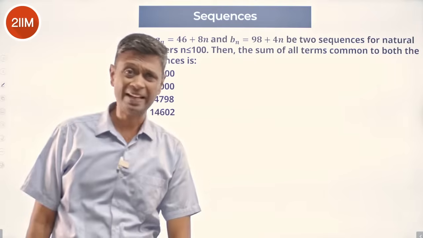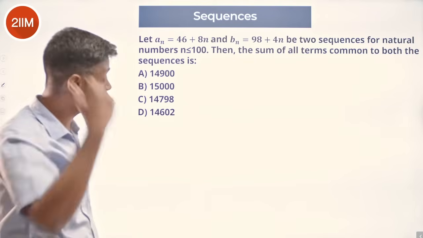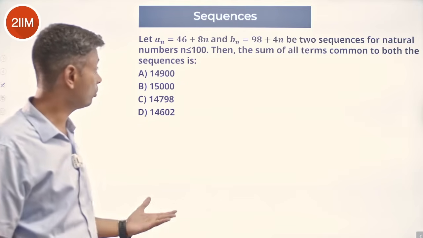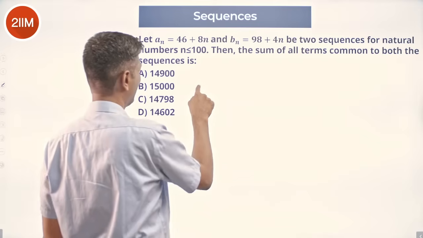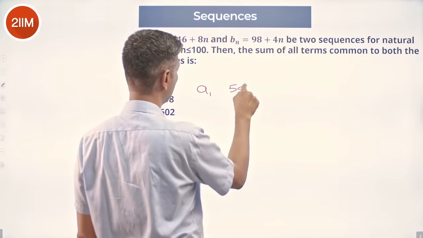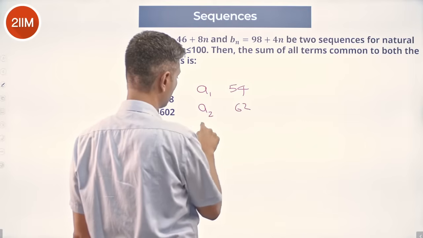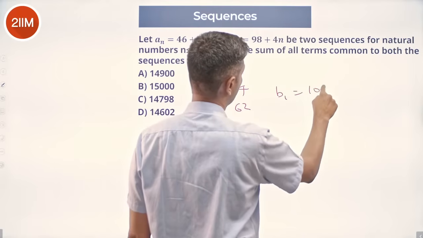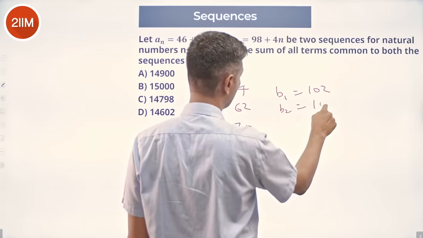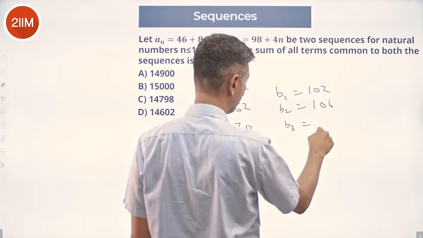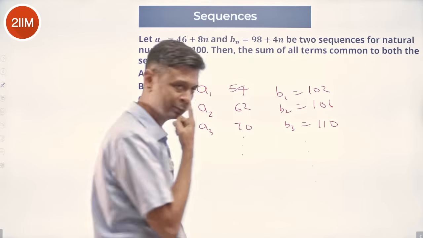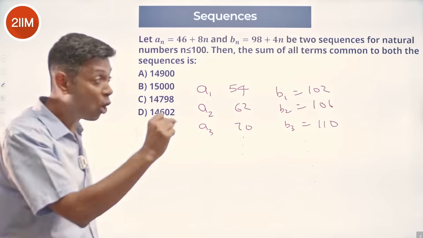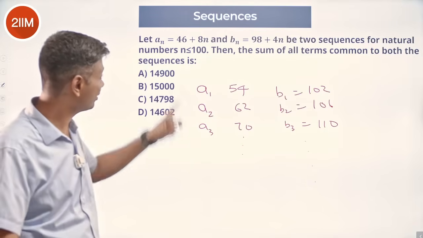a n equals 46 plus 8n, b n equals 98 plus 4n, two sequences for natural numbers n less than or equal to 100. Then the sum of all terms common to both the sequences. A1 is 46 plus 8, 54, A2 is 62, A3 is 70, and so on. B1 is 102, B2 is 106, B3 is 110, and so on. This goes in step size of 8, this goes in step size of 4. We have to find the sum of all terms common to both of them, n less than or equal to 100.